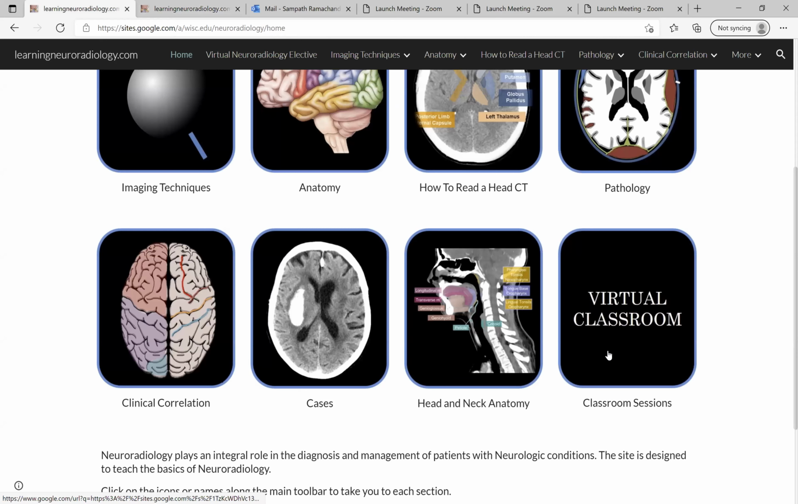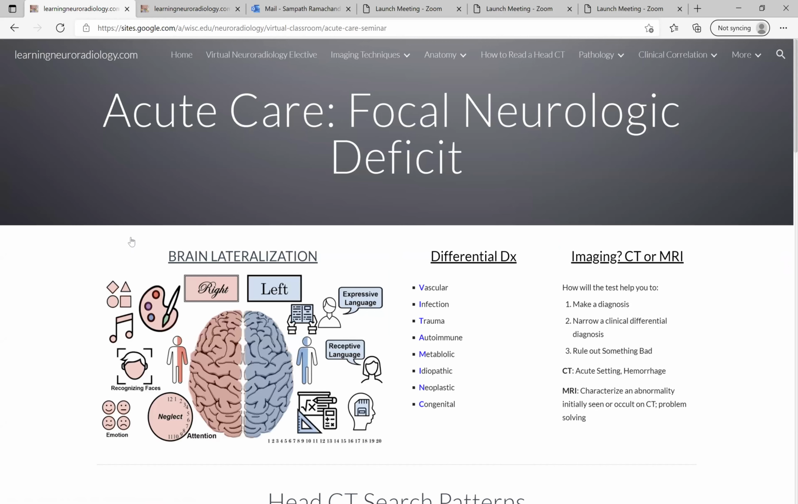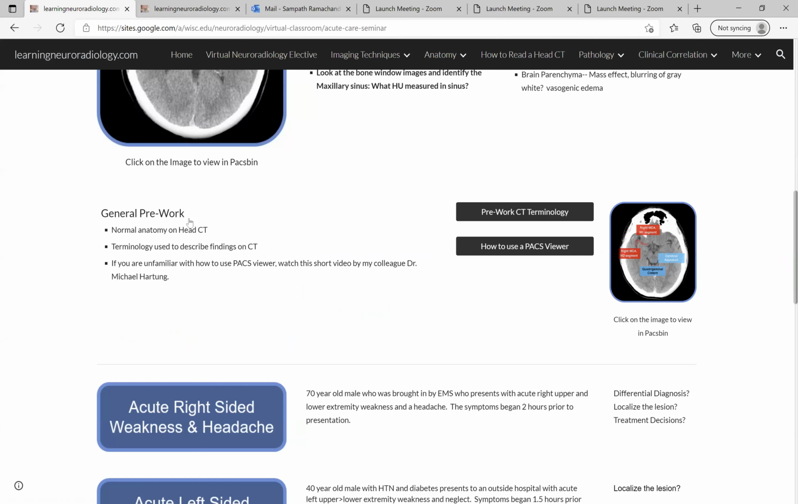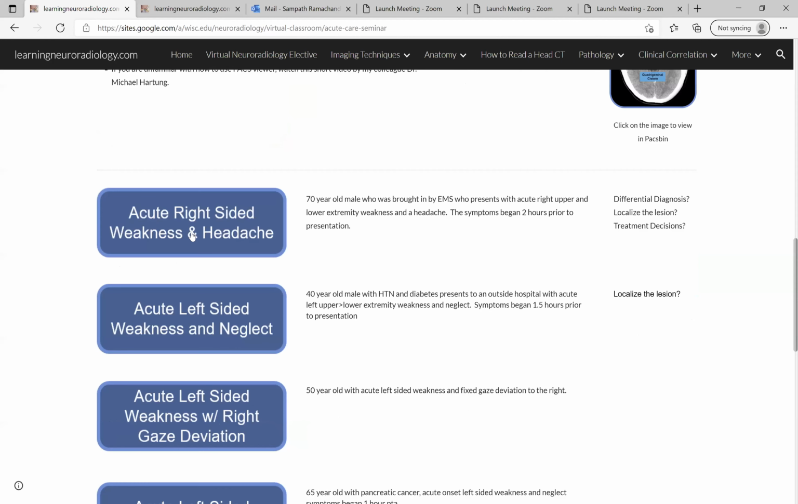Okay, let's see here. I'm going to show you a bunch of cases where we discuss ischemia. Okay, so we have here a case with acute right-sided weakness and headache, right? So if you click on it, let me click on this case here.